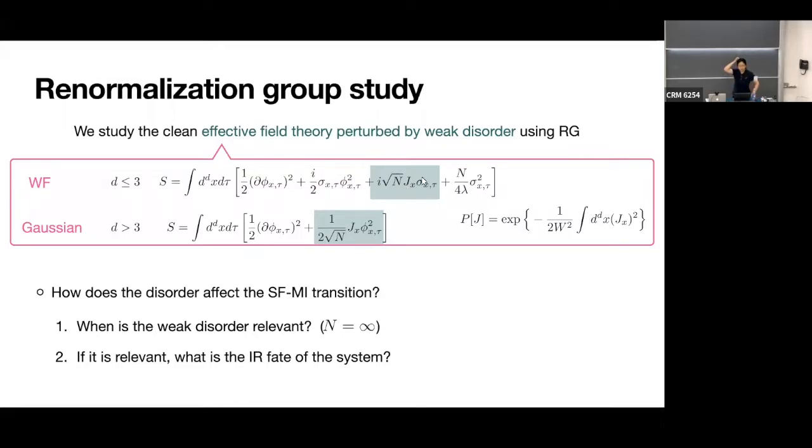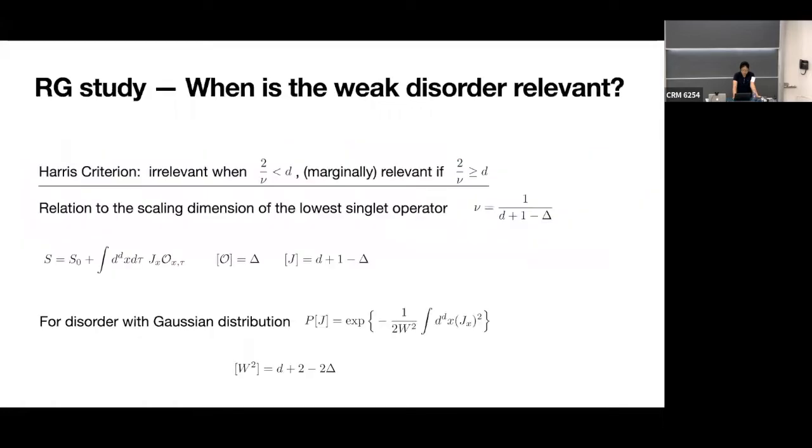In order to answer such a question, we usually take two steps. So the first step, we would like to know when is the weak disorder relevant, especially at the large N limit. And secondly, we want to know what's the IR fate of the system when the disorder is relevant. So the first question is easy to answer by the so-called famous Harris criterion. So the Harris criterion says that whether the weak disorder is relevant depends on one of the critical exponents of the clean fixed point.